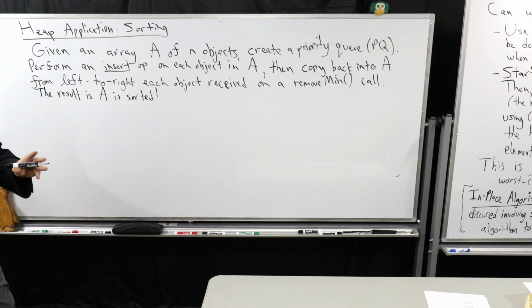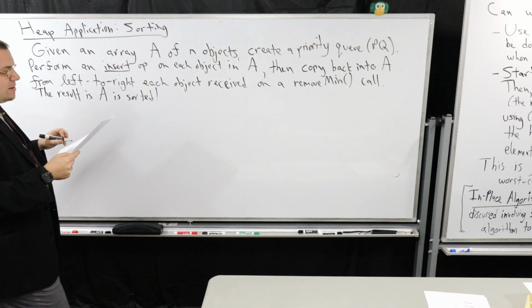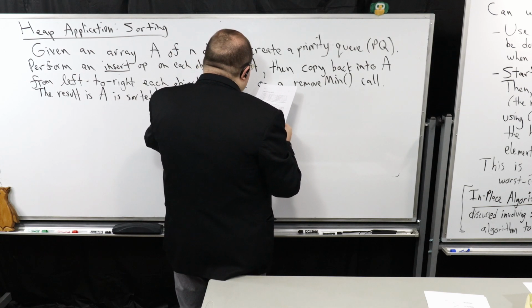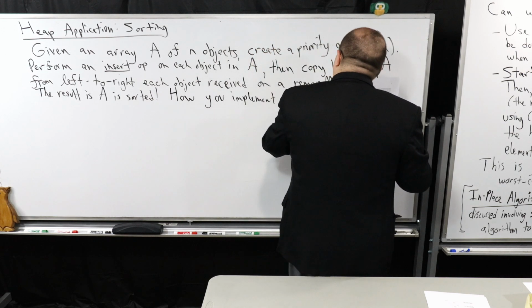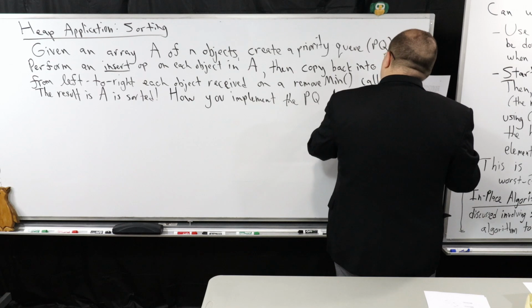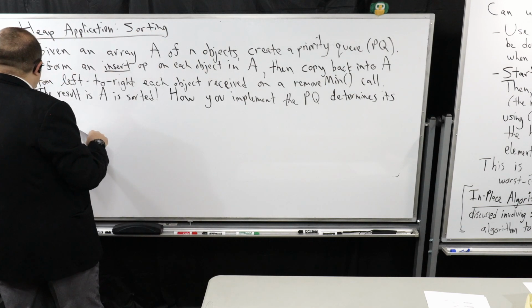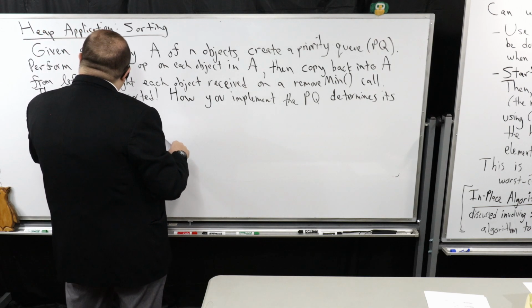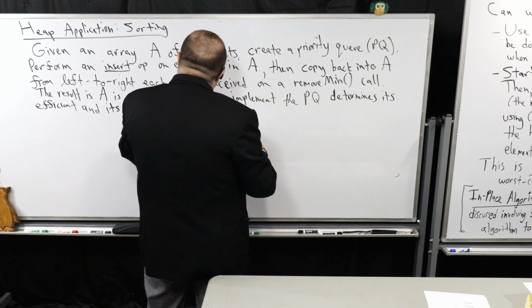So that's not even the interesting thing I really want to talk about, but the fact that you could do this is nice. But the big thing I want to point out is how you implement the priority queue. How you implement the priority queue determines its efficiency. That's the first kind of obvious thing. And its relationship with sorting.